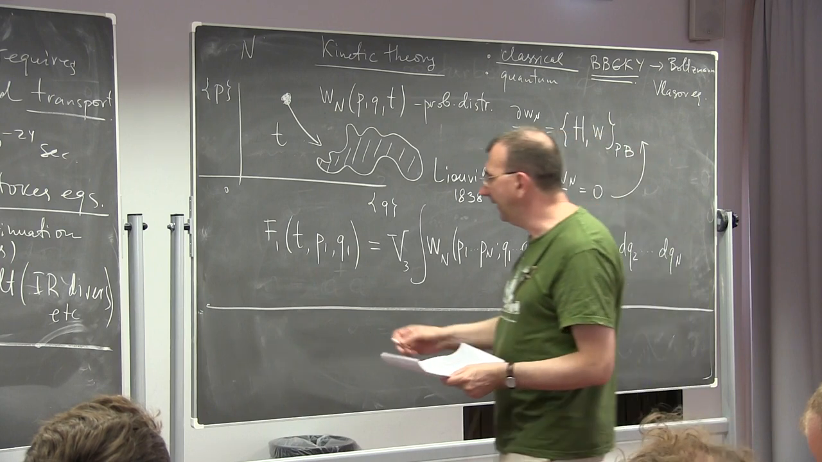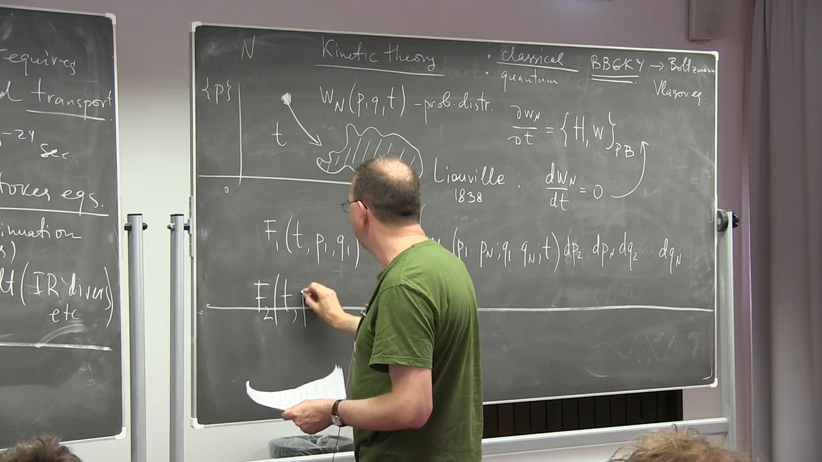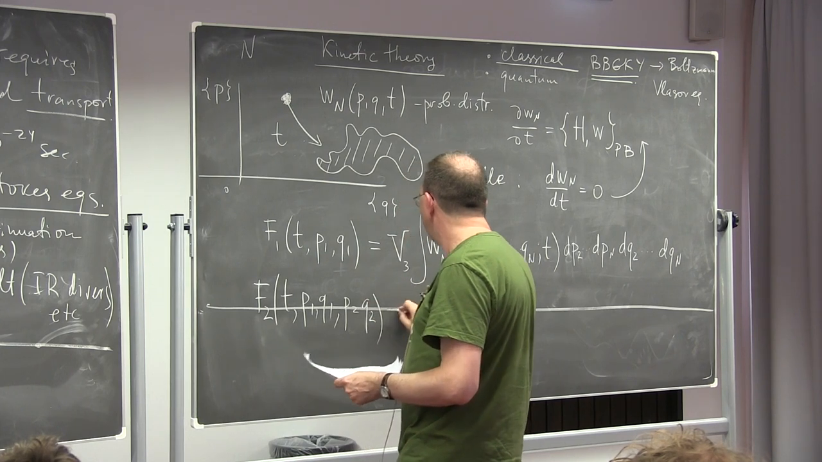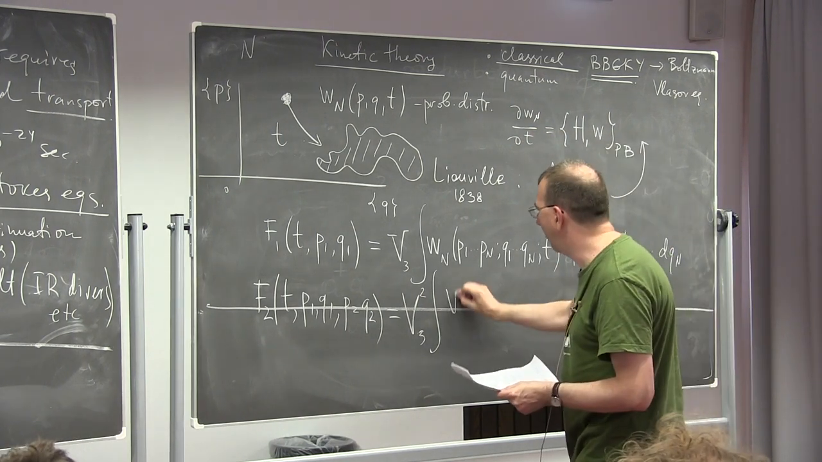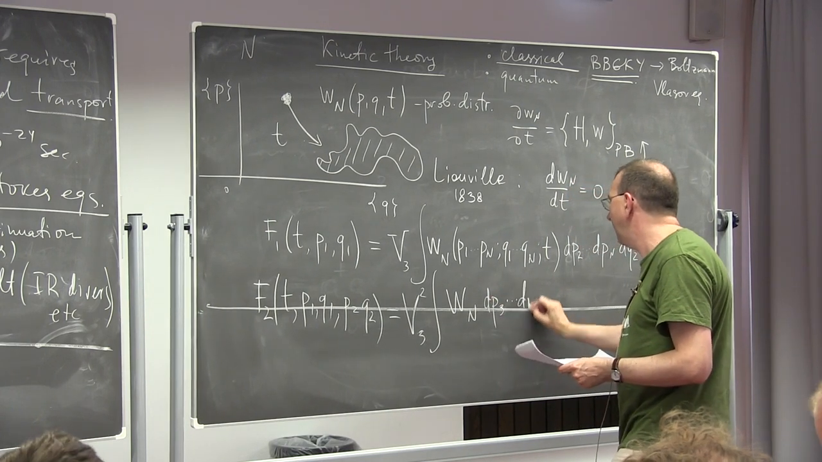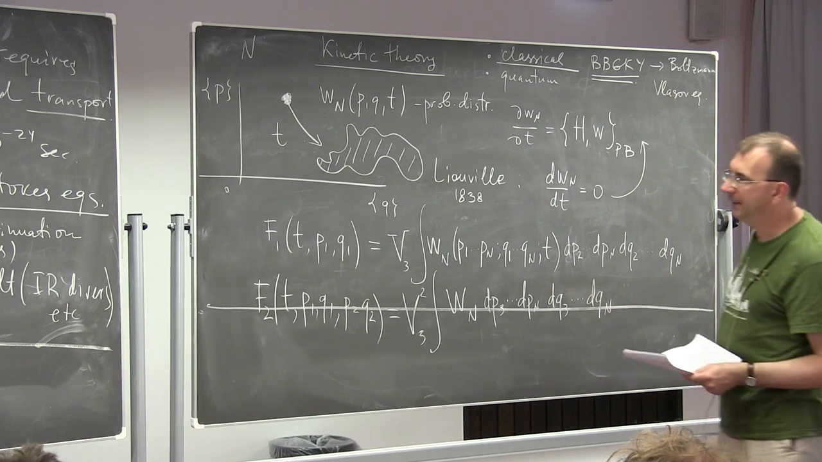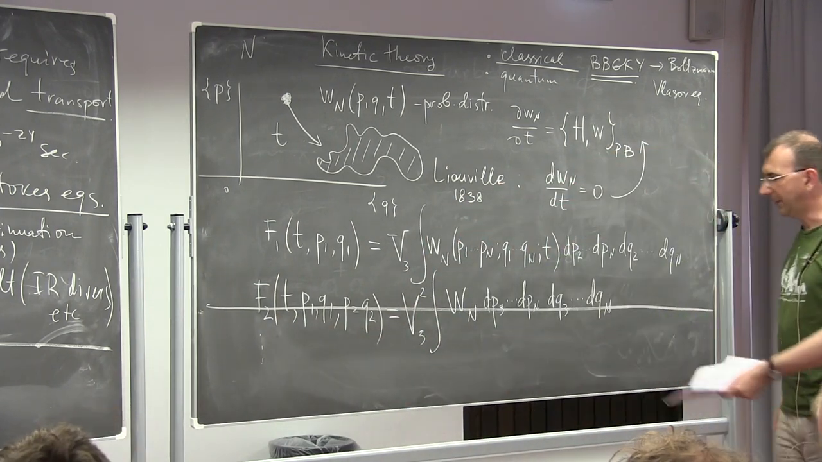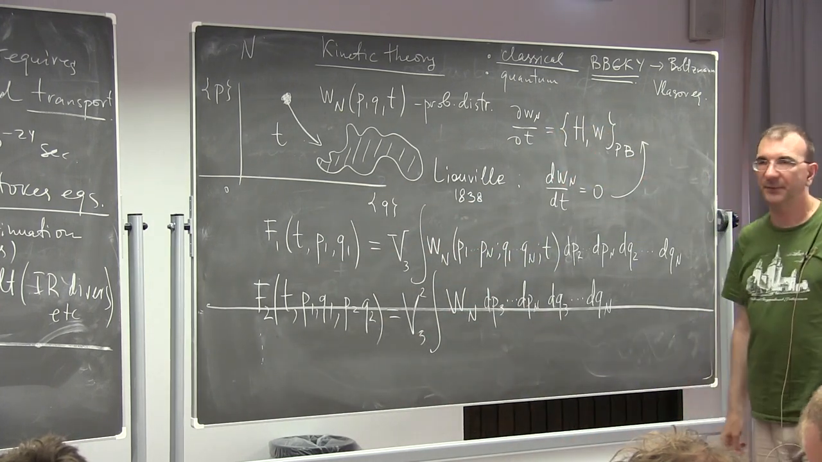So you can easily guess what will happen with f2, right? f2, which is a function of t, p1, q1, p2, and q2, is, up to a normalization which is just a matter of convenience, wn integrated over dp3, and so on, dpn, and then dq3, and so on, dqn. And you can happily continue this until at some point you run out of integration variables. So you have a hierarchy of these distribution functions.